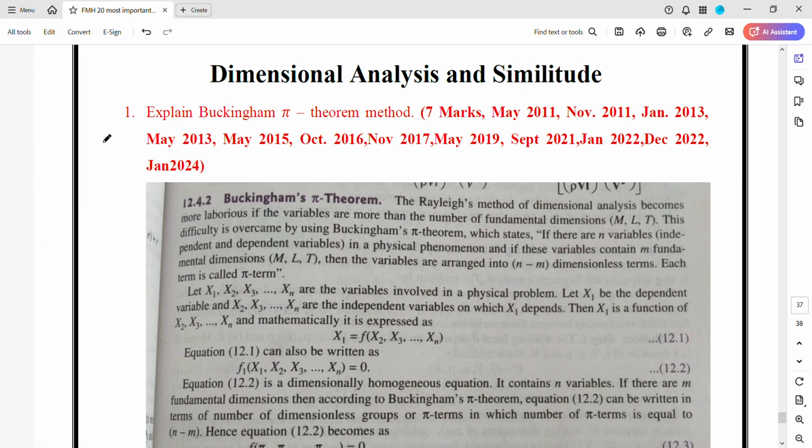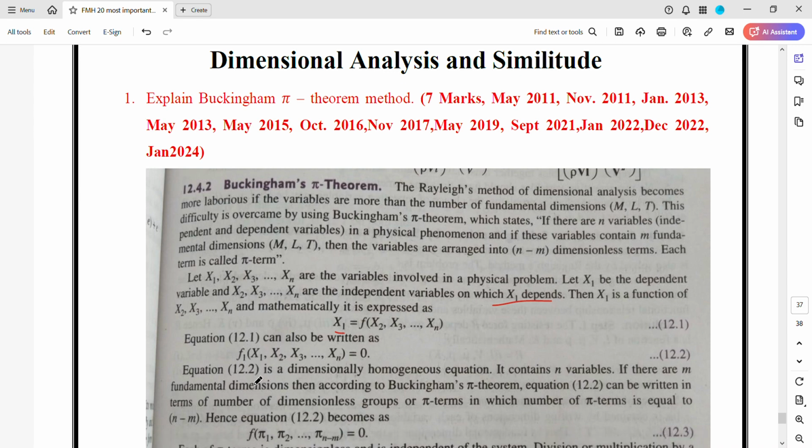Let x1 be the dependent variable and x2, x3 and xn are the independent variables on which x1 depends. Then x1 is a function of x2, x3 and xn, and mathematically is expressed as x1 equals f of x2, x3 and xn. This equation can also be written as f1 of x1, x2, x3 up to xn is equal to 0.